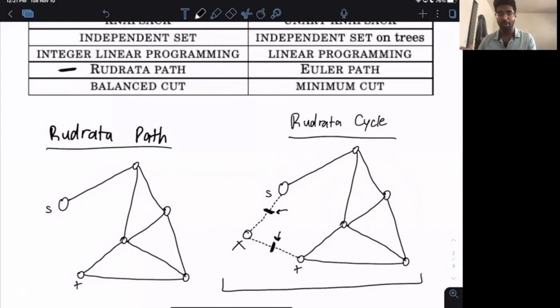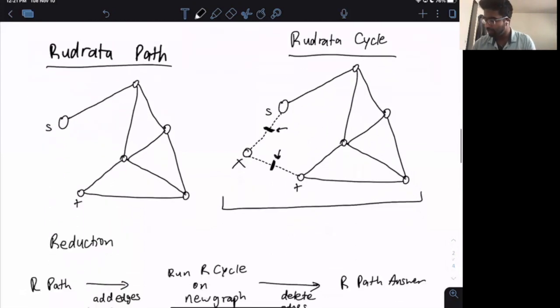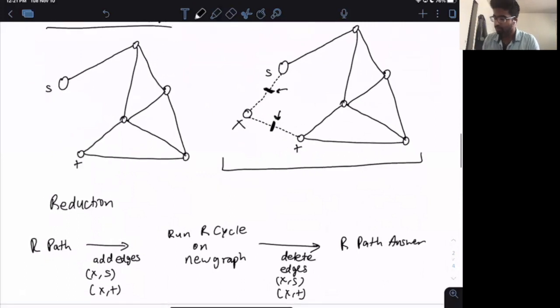So that was kind of the main point of this. We're basically reducing from the Rajada path to the Rajada cycle problem. And what I mean by that is, this is the reduction that's going on. In the beginning, we're given some sort of Rajada path problem, such as this one.